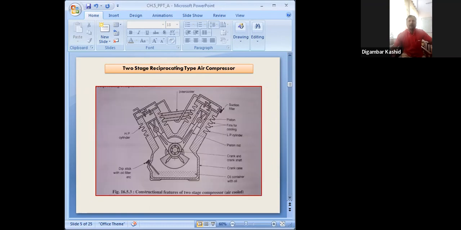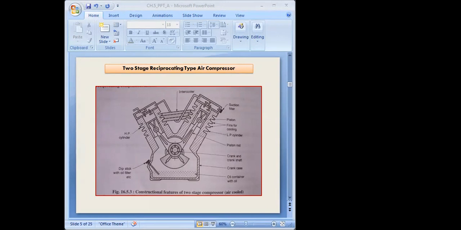Now I will explain this two stage reciprocating type air compressor. You can see this is a schematic diagram of a two stage reciprocating type air compressor. This is one of the most commonly used types of reciprocating air compressor.